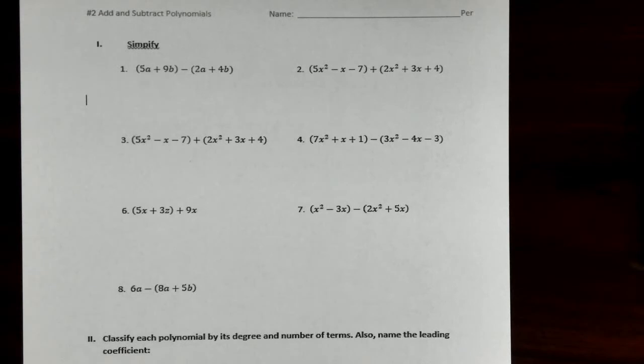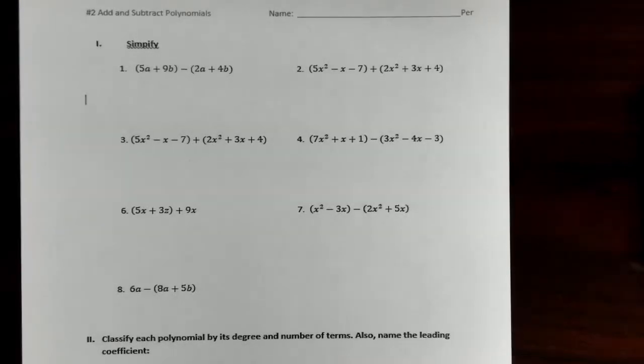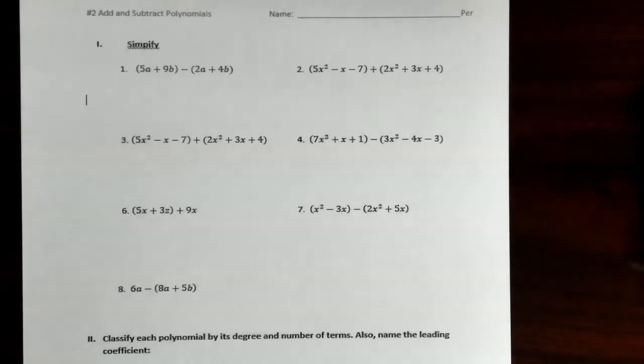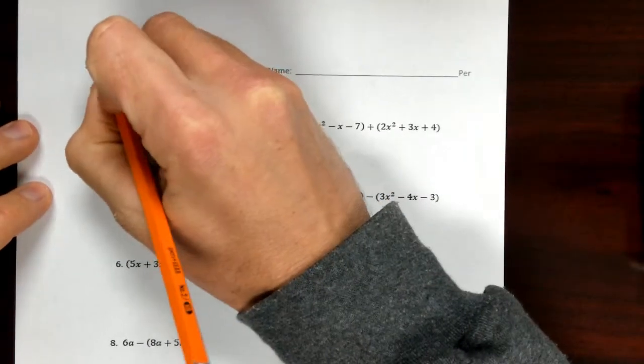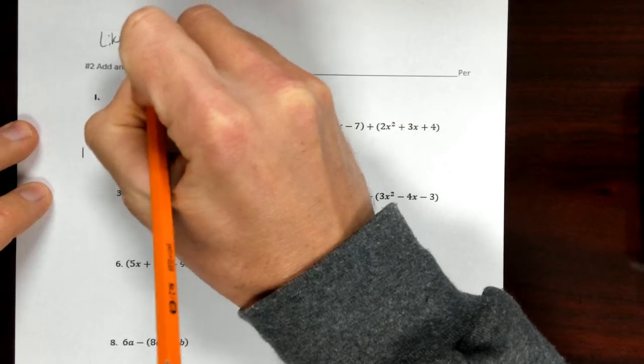We are going to talk about adding and subtracting and classifying polynomials today. So it is day one of our new unit. Our unit is over polynomials. Today we're going to talk about how to classify, and how to add and subtract monomials, binomials, and trinomials. First thing we need to review is what is a like term.